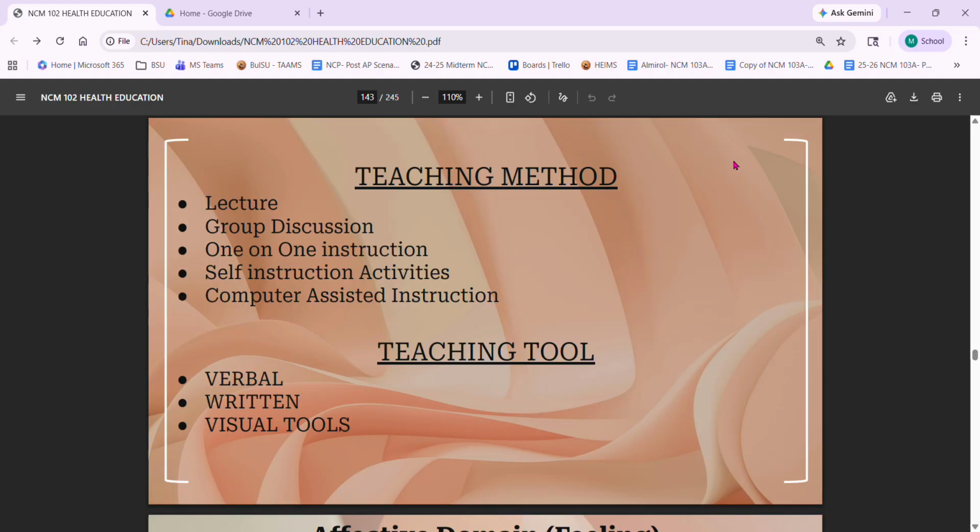Okay? So, for this tool, ano yung teaching method na appropriate for your cognitive domain na to. So, lecture, group discussion, one-on-one instruction, self-instruction activities, computer-assisted instruction. Okay, so these are the teaching method that you can use. Okay, and teaching tool would be verbal, written, and visual tool.